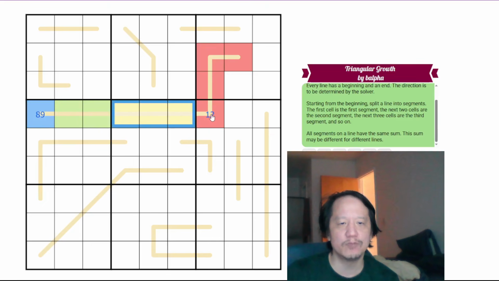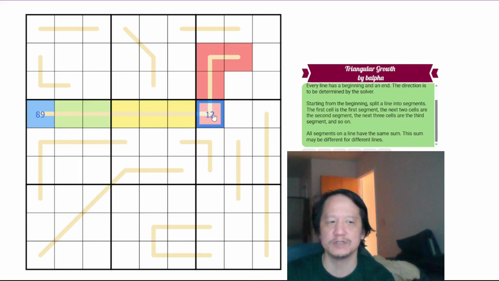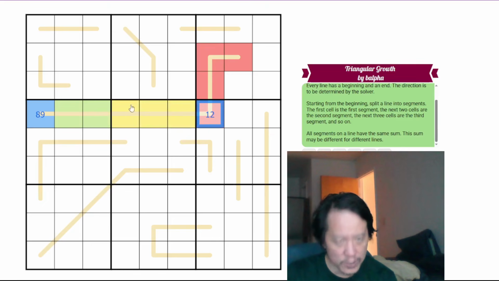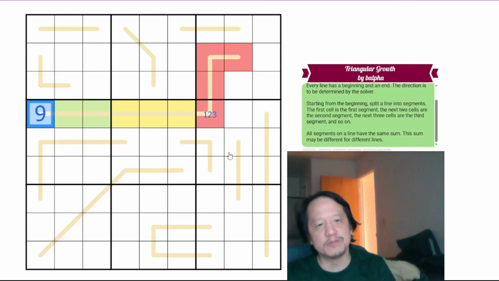So it cannot be 125. That would eliminate all possibilities for that cell. So it would have to be 134. But then that would force this to be 2, and this would be a minimum of 5 or 6 here, which is not allowed to add up to 8. So therefore, this must be 9 here.